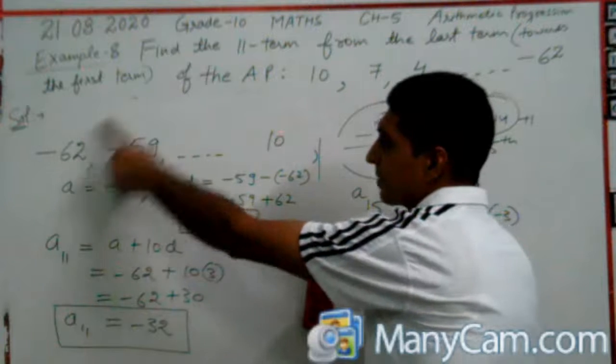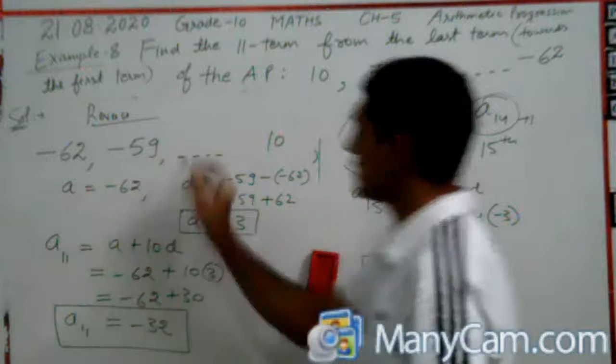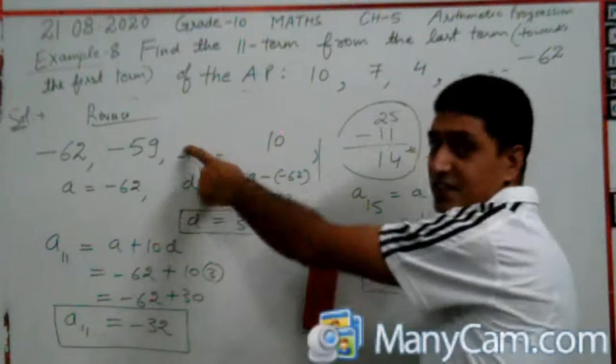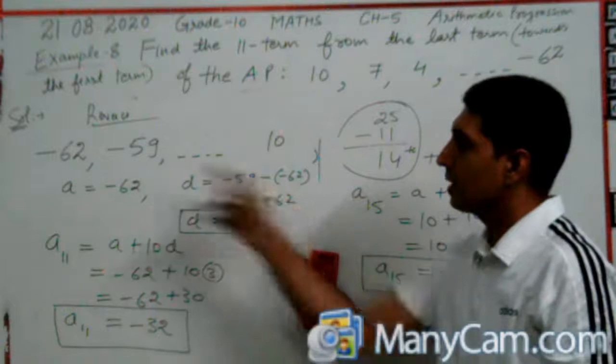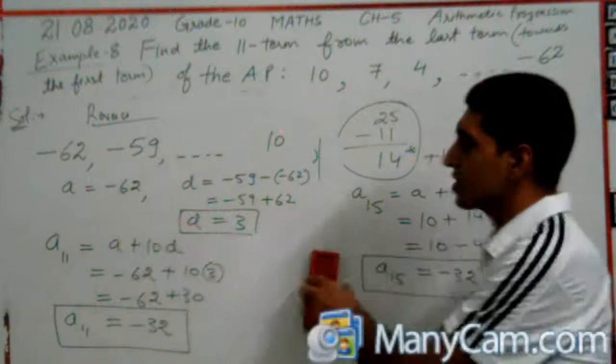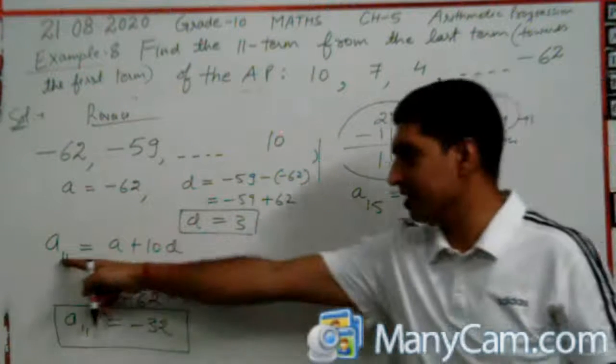Reverse the AP. We have minus 62, minus 59, minus 56, minus 53, and so on, up to minus 33. So here A is now minus 62 and D is now positive 3. What is the 11th term from the last?